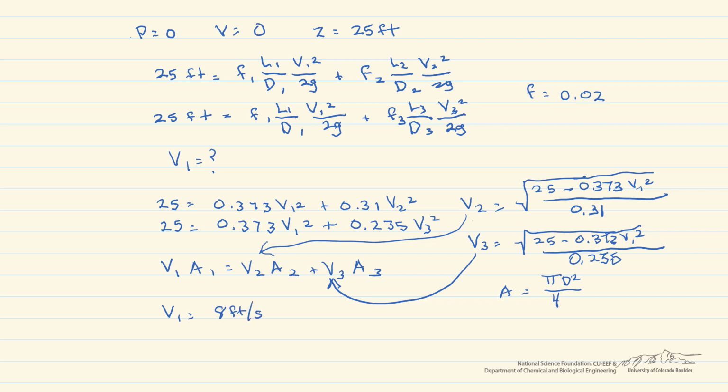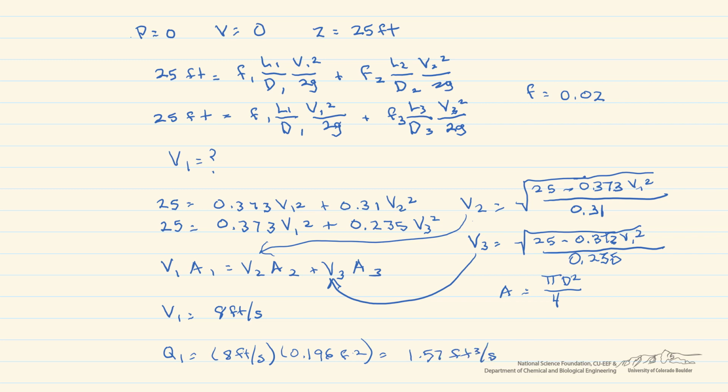Again, remember we're looking for Q1, so that's equal to 8 feet per second times the area, which we already calculated before, 0.196 feet squared. And so our Q1 is equal to 1.57 feet cubed per second.